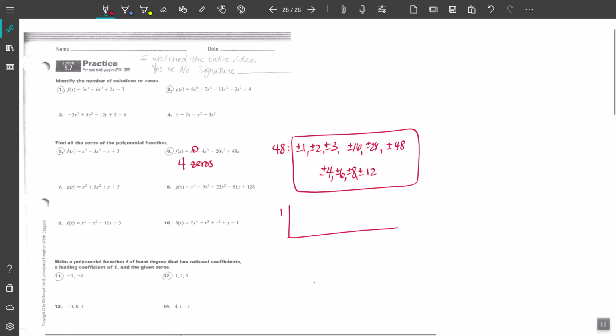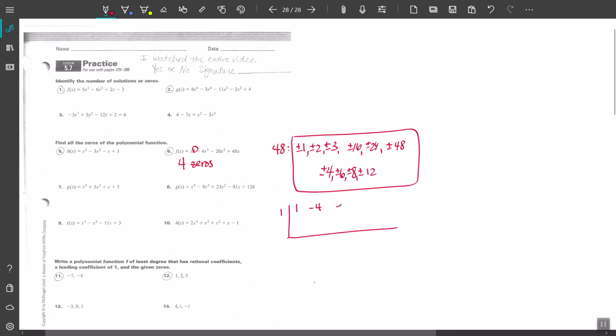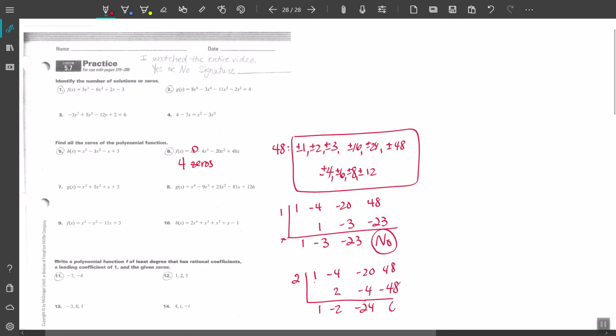I'm going to start with 1 like I typically do. Okay, and I can see this is not going to work out. This one does not have a remainder of 0, so 1 is not a factor. Let's try 2. All right, and this one works. Okay, so we end up with a 0 as our remainder. So 2 is one of the solutions.